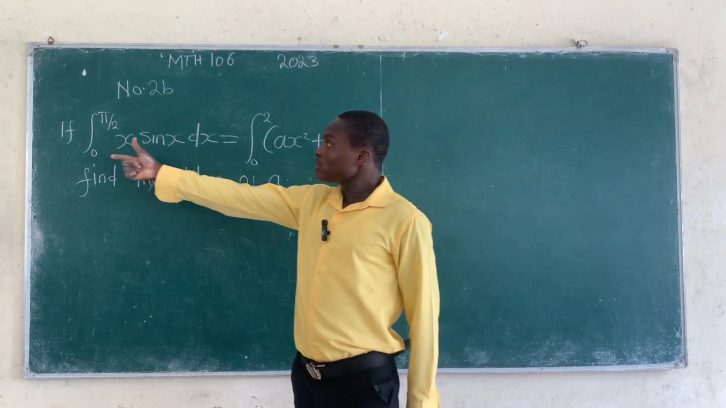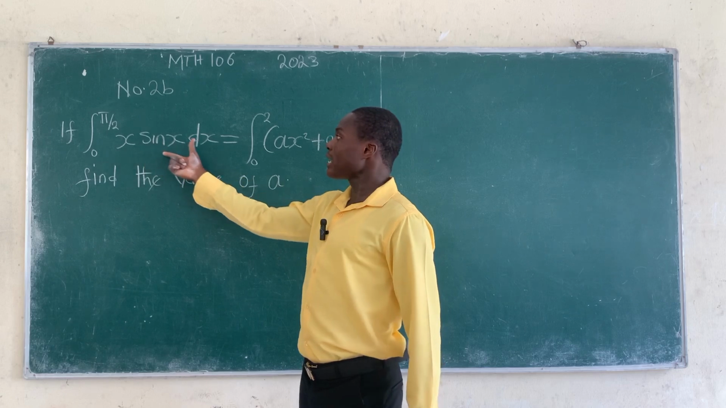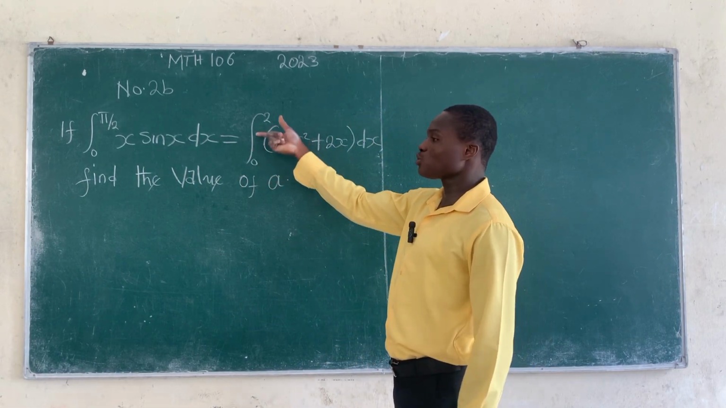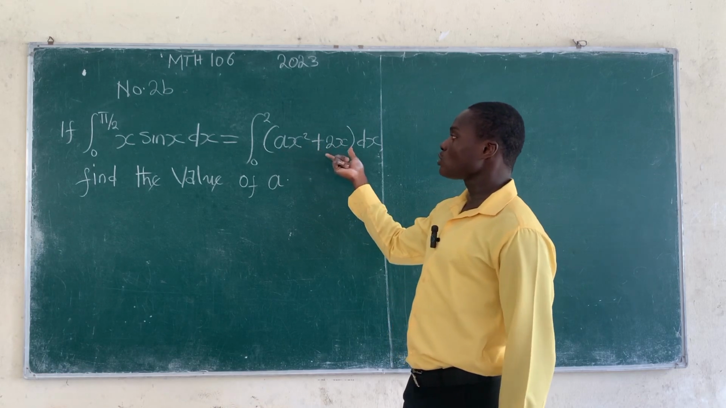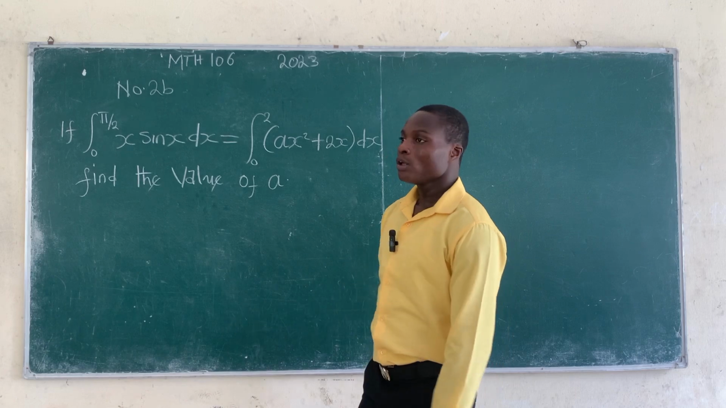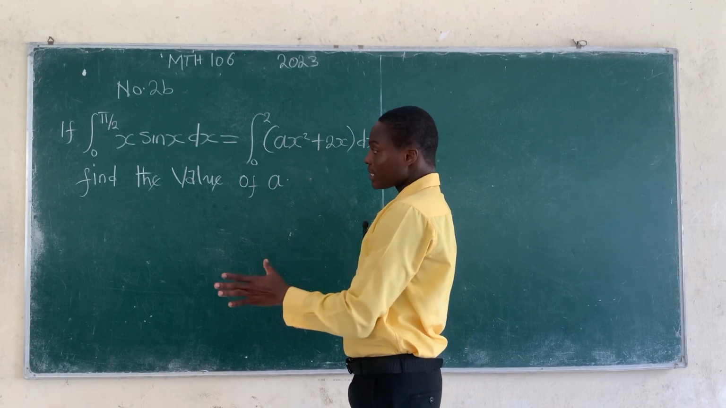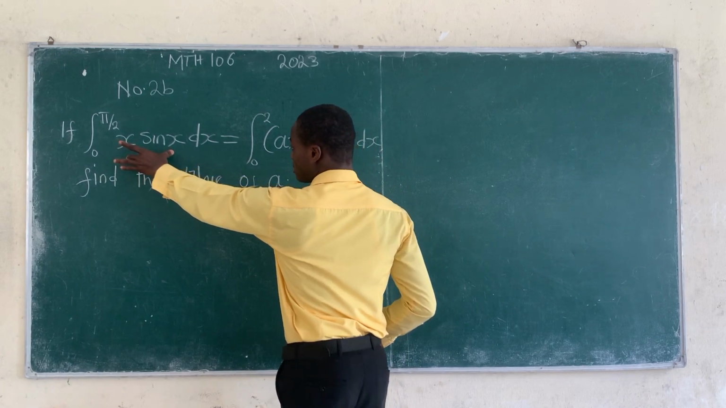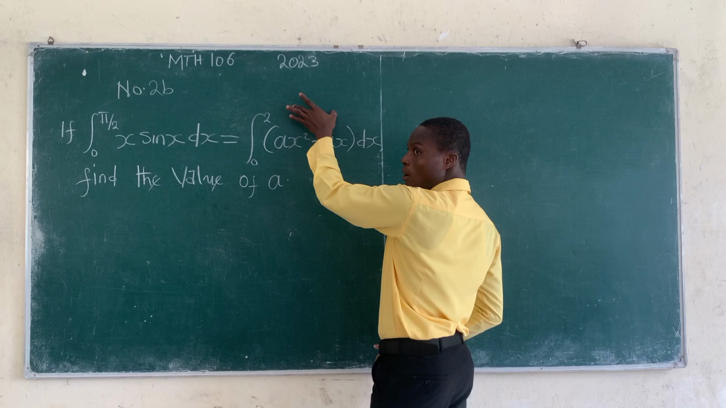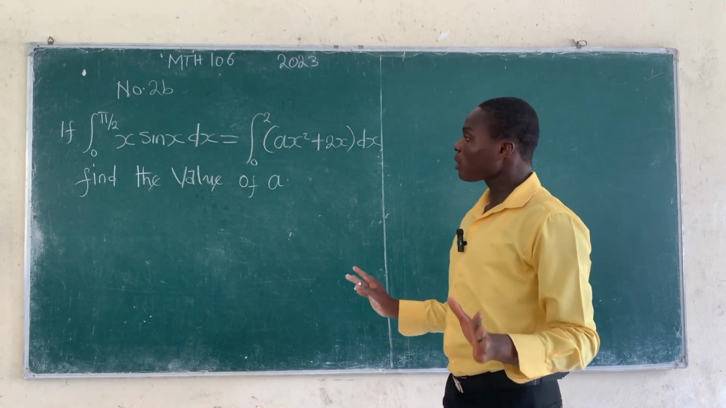The question says, if the integral from 0 to pi over 2 of x sine x dx is equal to the integral from 0 to 2 of ax squared plus 2x dx, find the value of a. So in this question, we have to find the value of a. To start, let's integrate this and obtain our answer, and also integrate this, obtain our answer, and compare both of them to find the value of a. That's what we are going to be doing here.